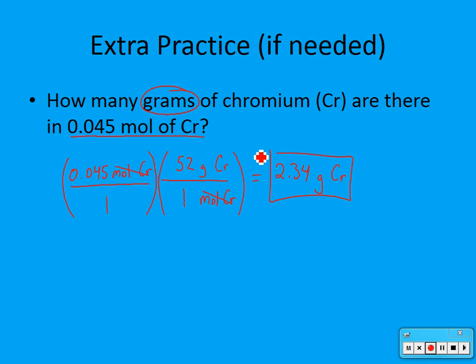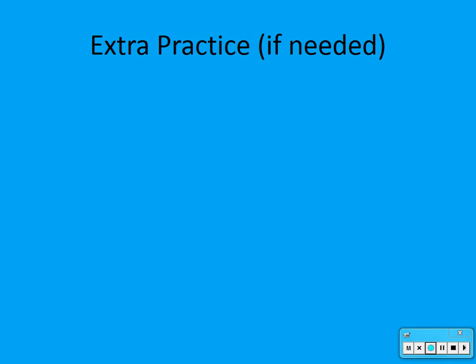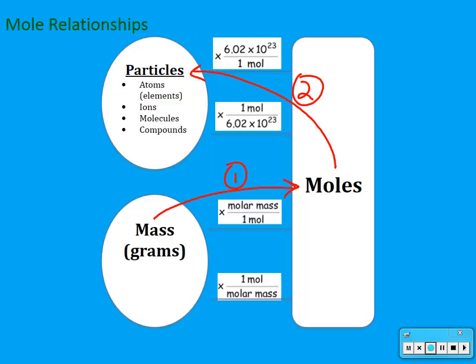So if you had 0.045 moles of chromium, that would correspond to 2.34 grams of chromium. So, good job. Okay, I'm going to skip through the rest of these.